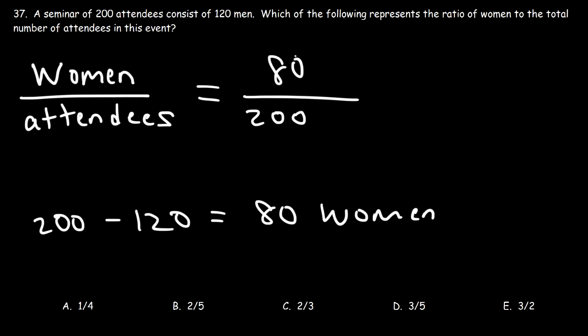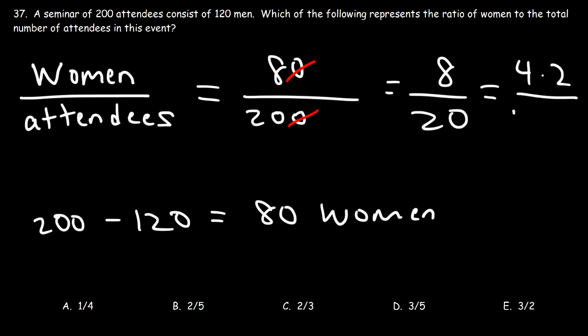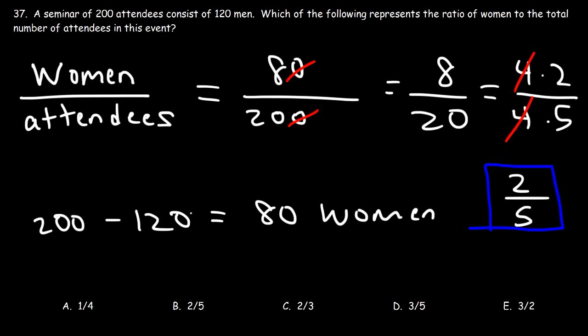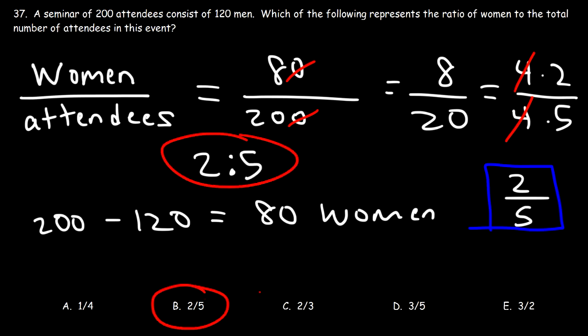So all we need to do to find the ratio is simplify the fraction. So we could begin by canceling a 0. 80 divided by 200 is the same as 8 over 20. And then we could reduce the fraction. 8 is 4 times 2. 20 is 4 times 5. So we can cancel a 4. And so the ratio is going to be 2 to 5, or 2 over 5. So you can write the ratio as a fraction or with a colon. So you can represent it like this if you want to. So therefore, B is the right answer.